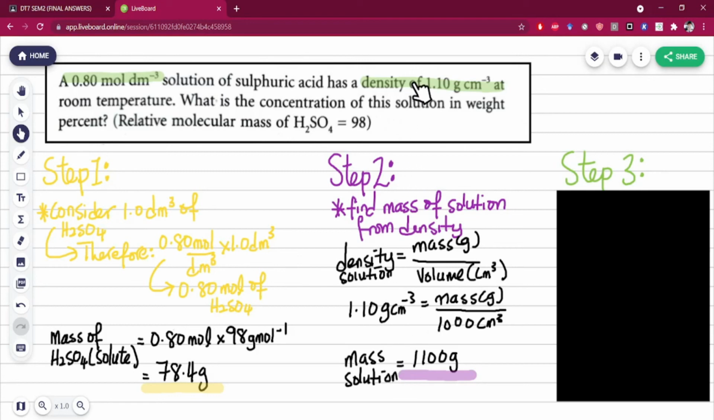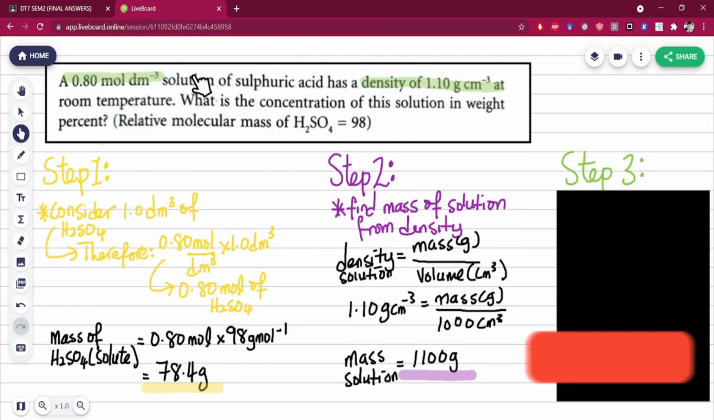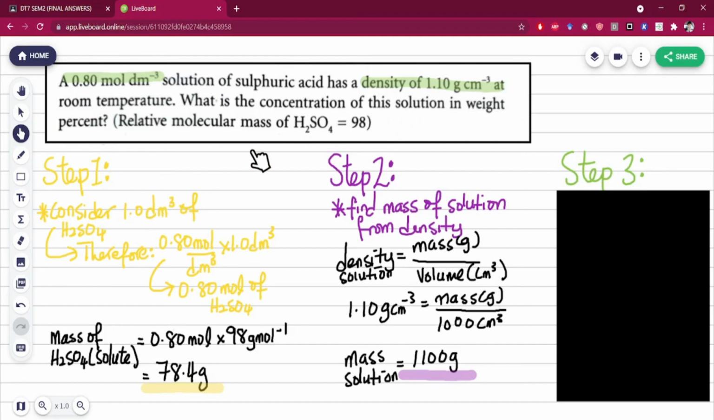This is the density of the solution. You have the word solution here, remember? So the consideration that we have got here is the volume for solution. That's why I can take this and put it in here as well, because the information for density over here refers to the solution.